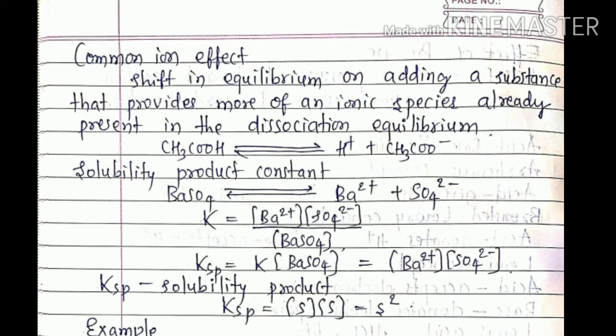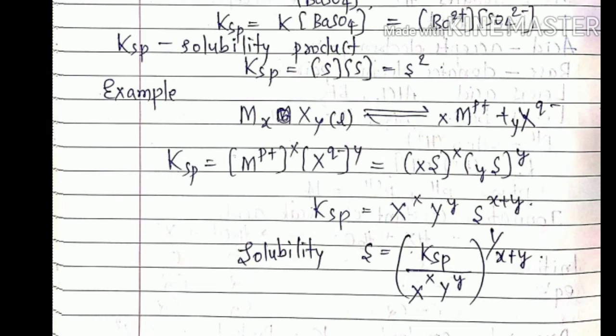Solubility product constant: BaSO4 gives Ba2+ and SO4 2-. K is equal to [Ba2+][SO4 2-] divided by [BaSO4]. Ksp is equal to K into [BaSO4]. In other words, Ksp is equal to [Ba2+][SO4 2-]. So Ksp is the solubility product, which is equal to S into S, that is S squared.